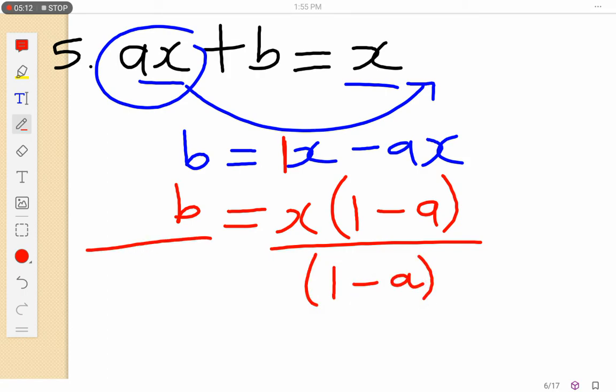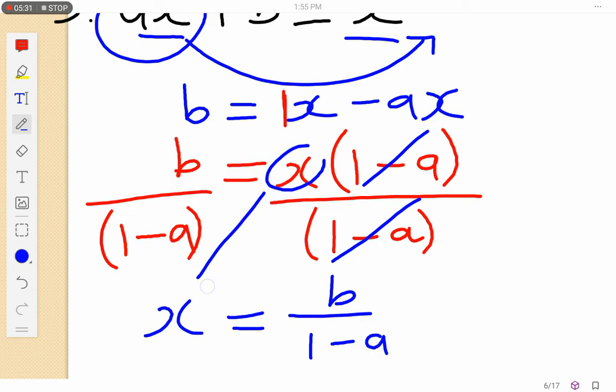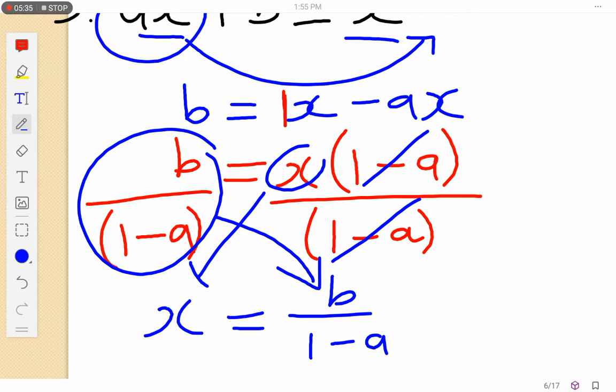So I'll have this side also 1 minus a. So our brackets are going to cancel off each other, this one and this one. So our answer will be x is equal to b over 1 minus a. I've taken this x here and this whole thing this side. So that's what we have done there. So this becomes our answer then.